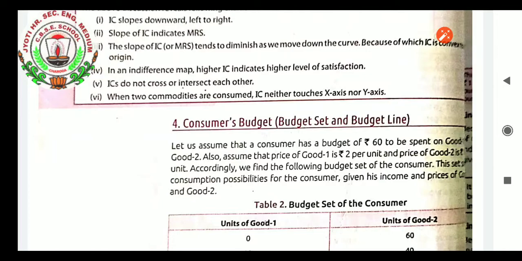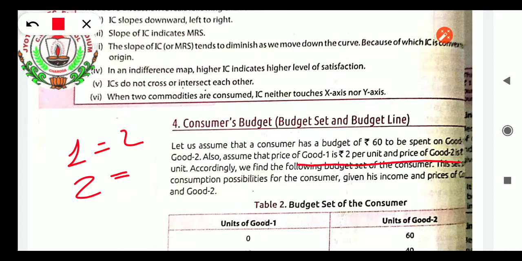Let us assume that a consumer has a budget of rupees 60. The income of the person is 60, for expenses, to be spent on two goods, goods X and goods Y, or you can say goods 1 and goods 2 as given in the table. Also assume that the price of goods 1 is rupees 2 per unit, and the price of goods 2 is rupees 1 per unit. Meaning the price of goods 1 is 2 rupees and the price of goods 2 is 1 rupee.